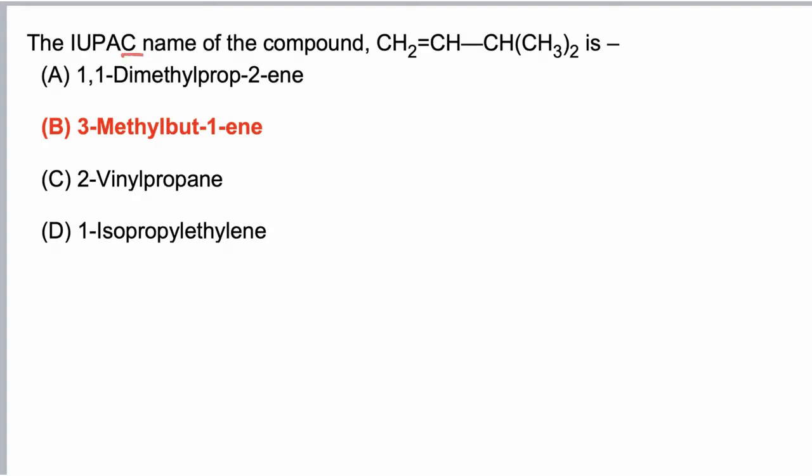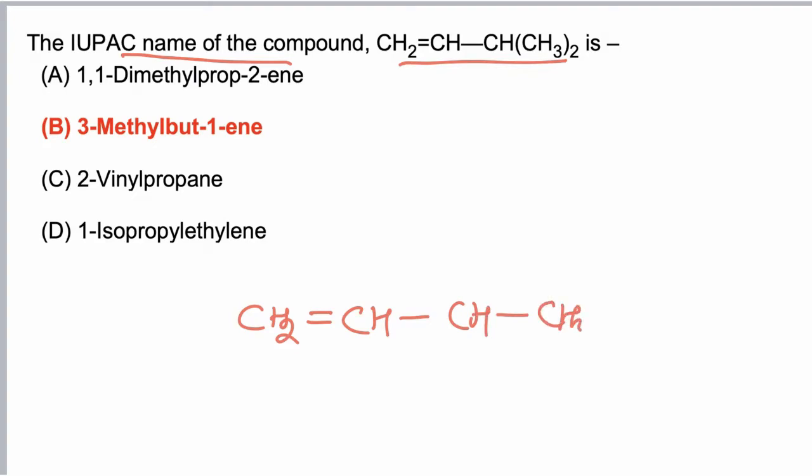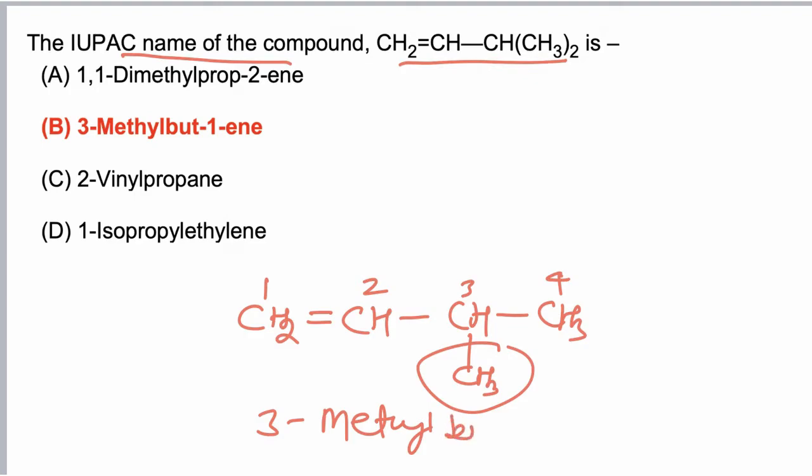In this question we have to find the correct IUPAC name of the given compound. So first we have to draw the structure of the molecule. Now in this question numbering has to be done from the left hand side due to the lowest set of locants, because the multiple bond is nearer from the left hand side. So at the third carbon a methyl group is present, so the name of the molecule is 3-methylbut-1-ene, and hence the correct option is B.